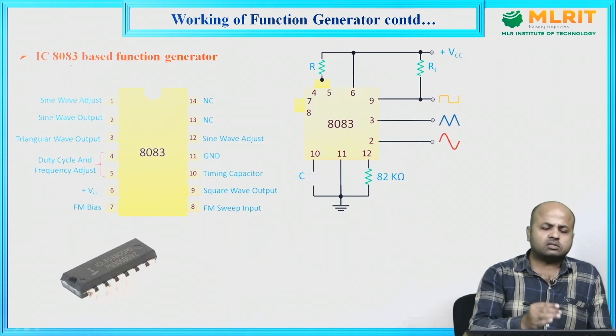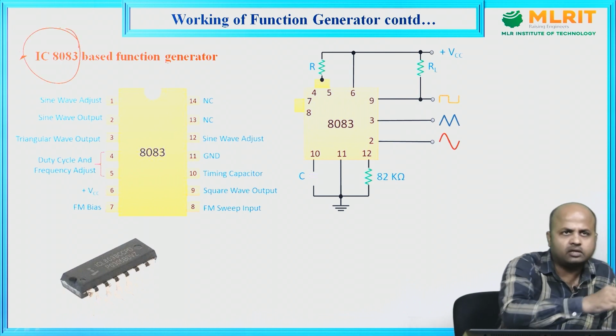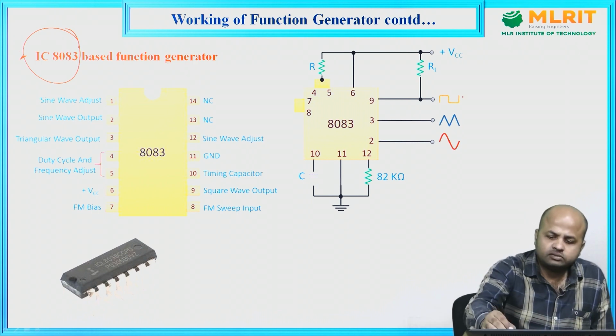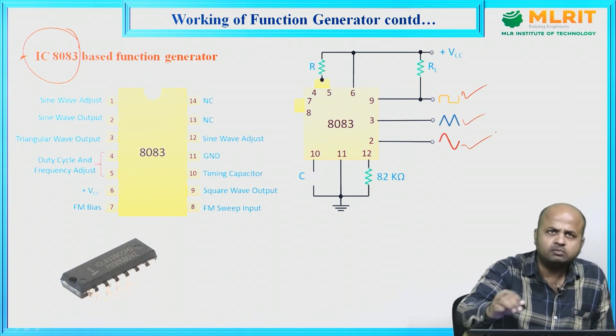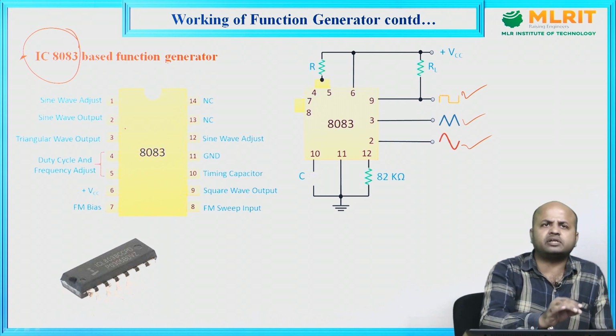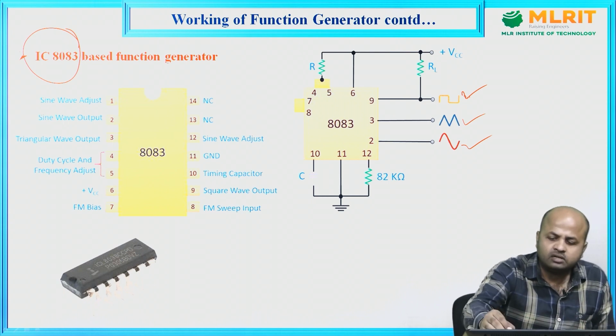Now the third method is using IC 8038. Using IC 8038, how we can get these three different types of signal. It has an inbuilt comparator circuit and integrator circuit, which is widely used to generate the square wave, triangular wave and this sine wave.